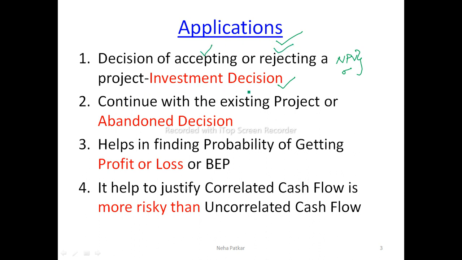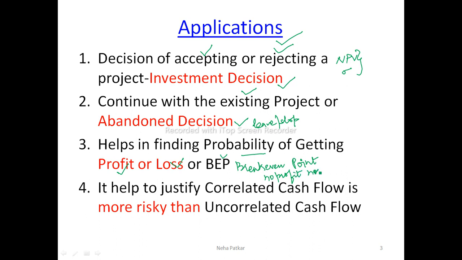Second, we should continue the existing project, or we should take the abandon decision, meaning we cannot continue with this. We have to leave this or we have to stop this. Okay. Third one is help in finding the probability of getting profit, loss, or BEP, what is that? Break even point. What is this point known as? This is the no profit, no loss point.